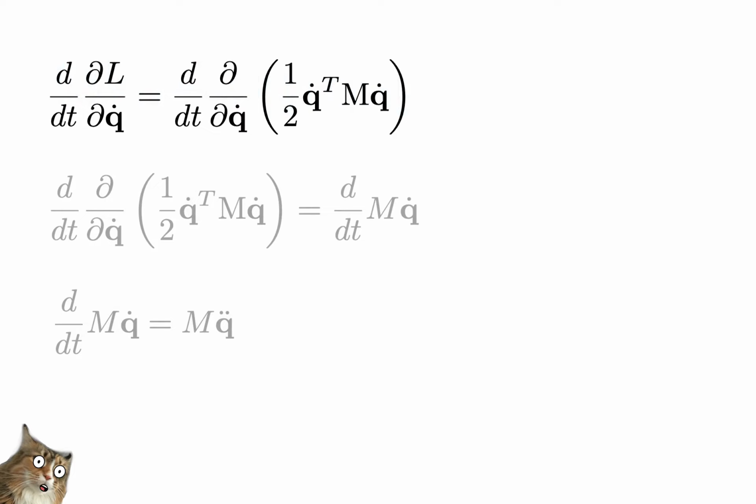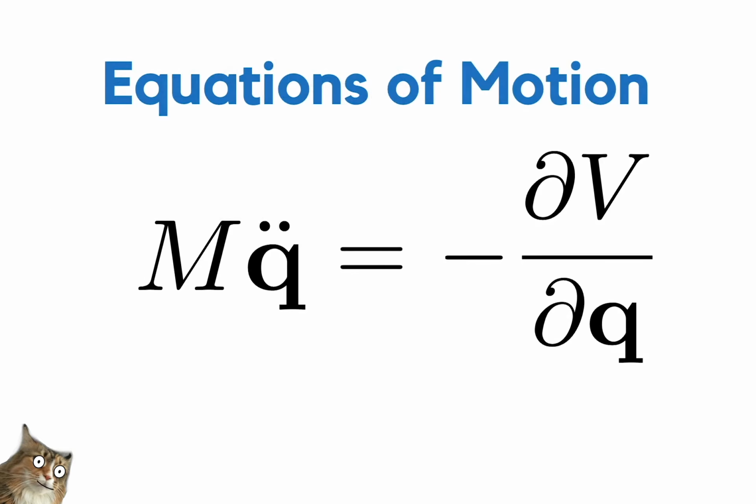We proceed via direct substitution of the kinetic energy into the left-hand side of the Euler-Lagrange equation. Next, we compute the gradient with respect to q dot, and this is made easier by the fact that the energy is quadratic in the generalized velocities. Finally, we take our time derivative, as usual exploiting the fact that the mass matrix is constant. And after all that, we end up with our equations of motion for our spring.